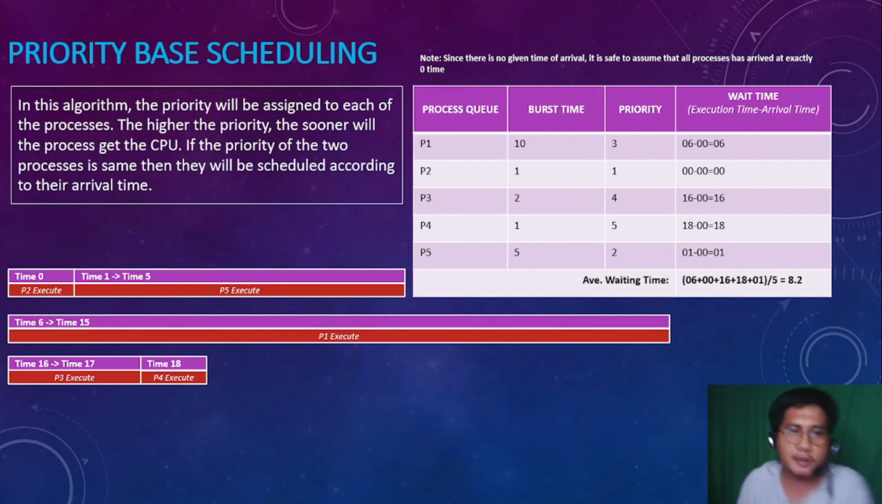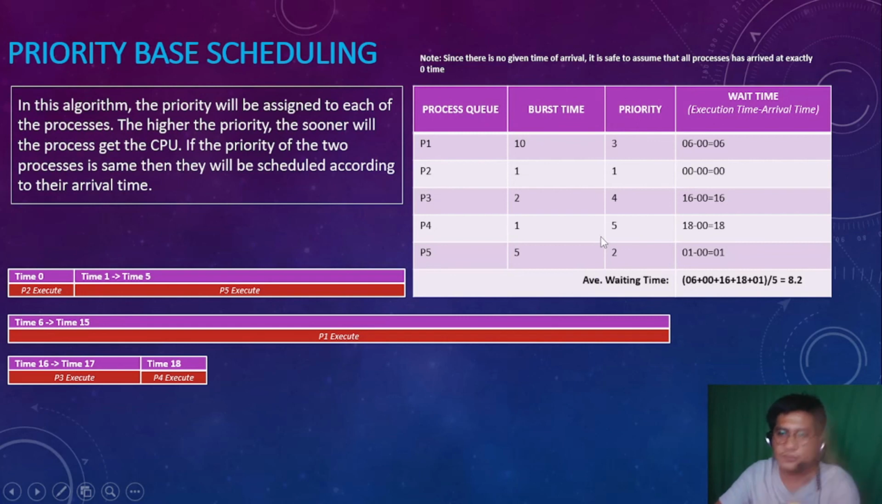algorithm is the priority based scheduling. In this algorithm, a priority will be assigned to each of the processes. The higher the priority, the sooner the process will get the CPU. If the priority of two processes is the same, then they will be scheduled according to their arrival time. So in here, as you can see in the example, we have burst time and priority.